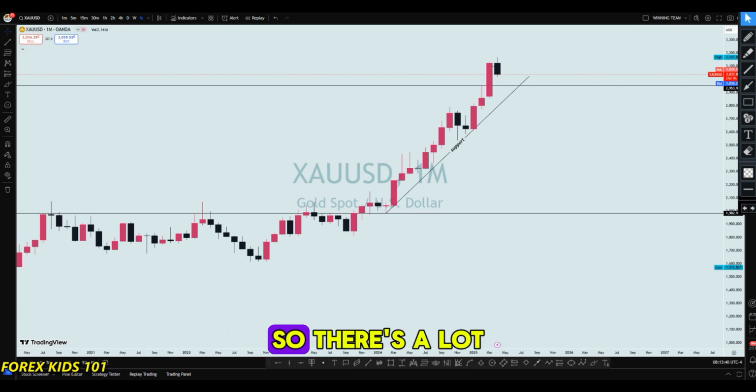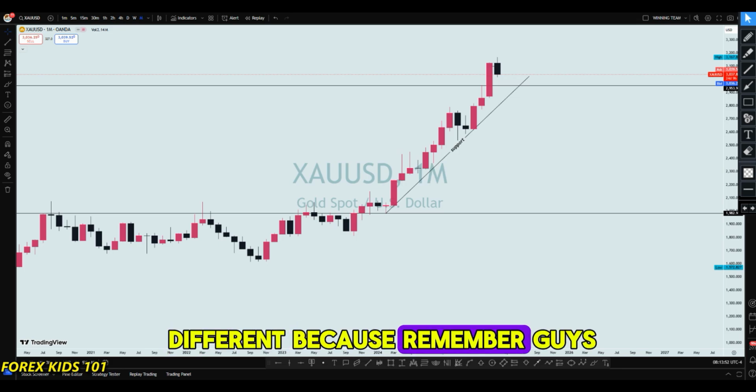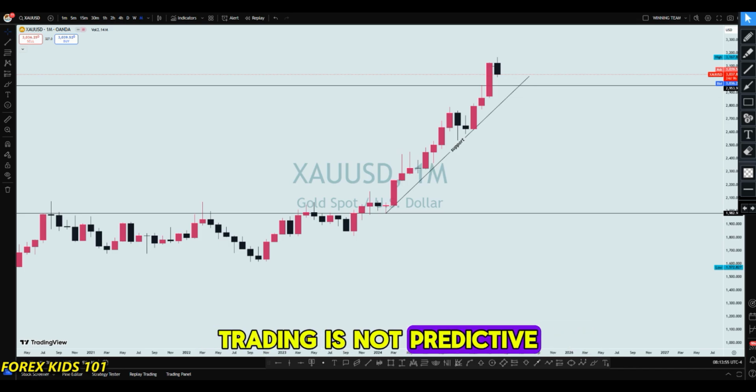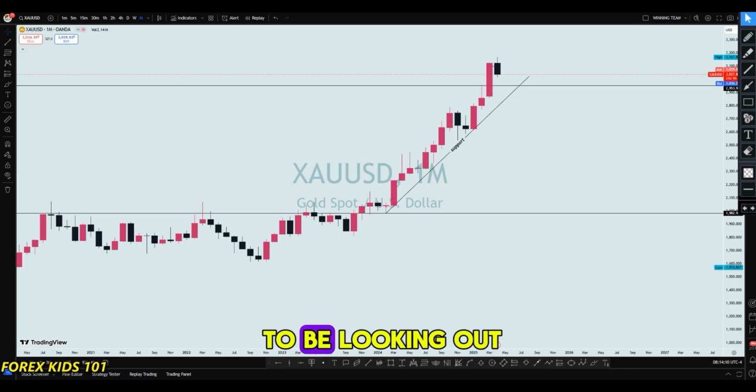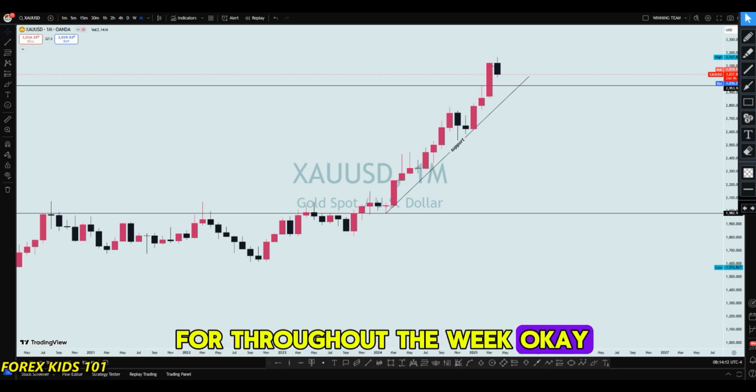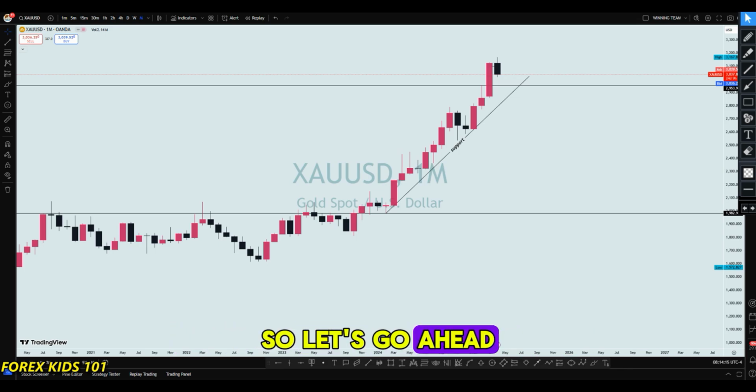Okay, so there's a lot of things which might happen on the market. It's not that my word is gonna be final or is gonna play out exactly as I'm gonna show you here. The market might move differently, because remember, guys, trading is not predictive but reactive. We're gonna have to react based on our price action, and if we throw a bit of the COT data into that, then we get the weekly sentiment and bias and what we need to be looking out for throughout the week. So let's go ahead and jump into the video, guys.